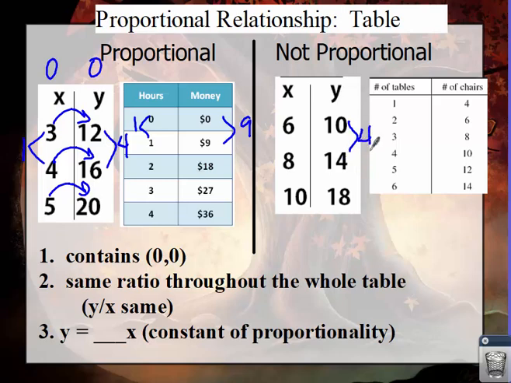10 to 4 is 4. Is it all the way down? Yes. 6 to 8 is 2. Is it all the way down? Yes. 4 divided by 2 is 2.